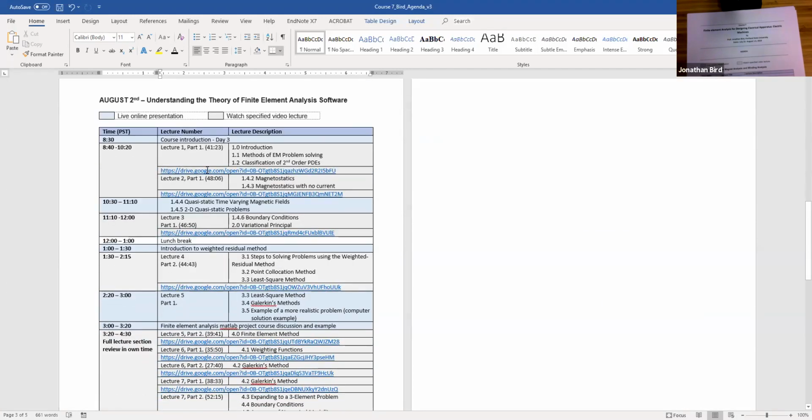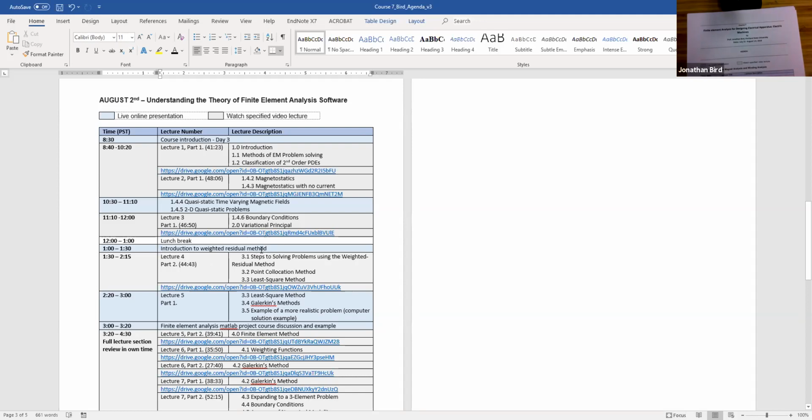Then on day 3, we go into theory and modeling using finite element analysis. I think it's quite important to get a basis of understanding of the math behind the finite element analysis program, because that gives you an understanding of how it works and its limitations. In this, I go over some theory behind the mathematical modeling using finite element analysis, and we talk about quasi-static and time varying. I'll give an example.